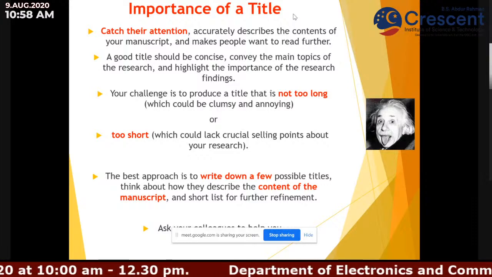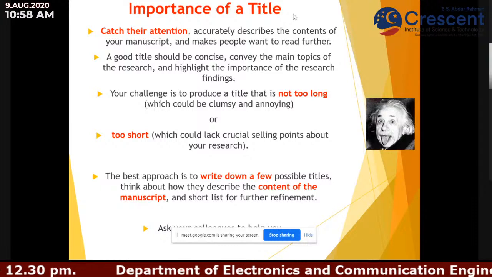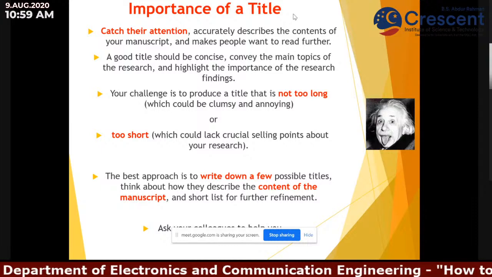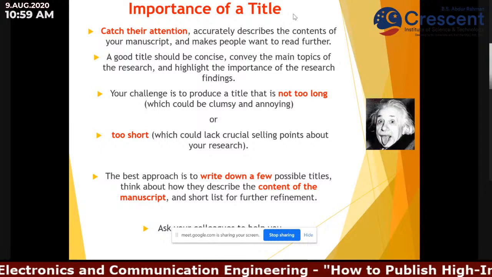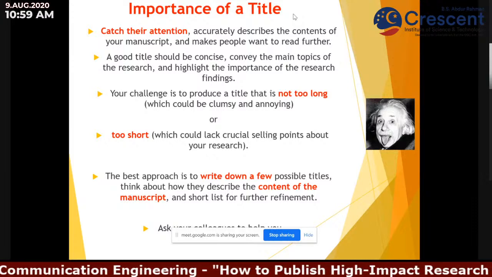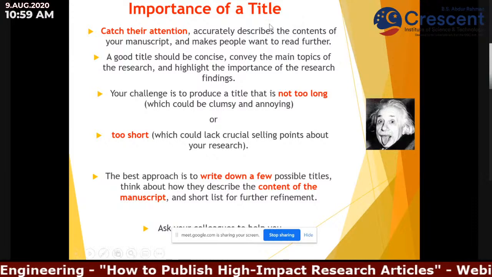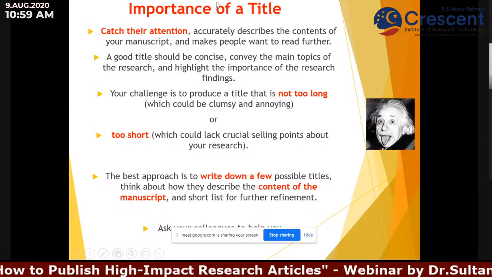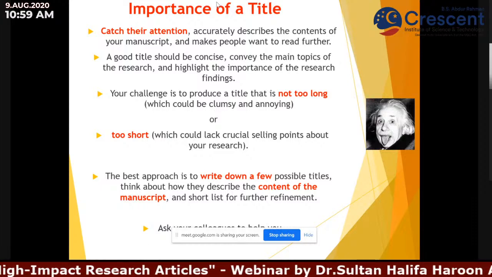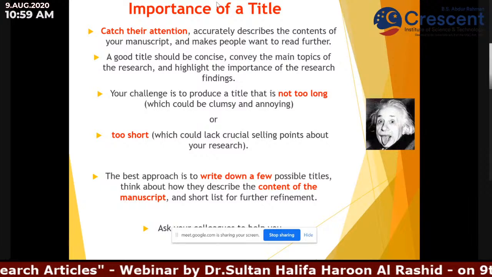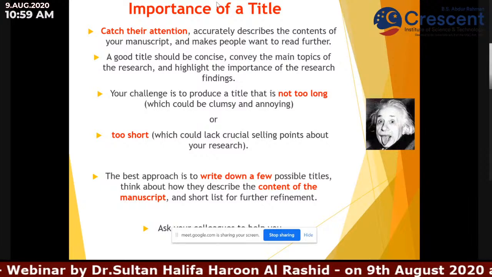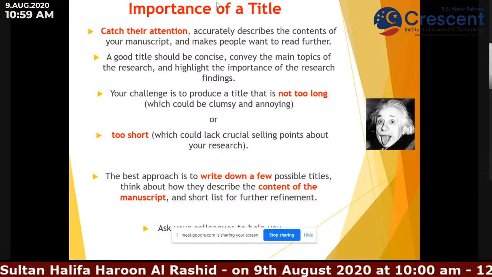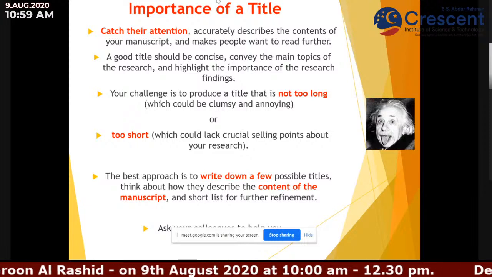Say, for example, when people say, oh, zinc titanate application for photovoltaics, when I cut, copy, paste this title into Google, unfortunately, there are hundreds and hundreds of papers. And immediately I think, oh, maybe this is not a novel research. So be very, very, very careful in naming your paper. Very important, as important as naming your child.